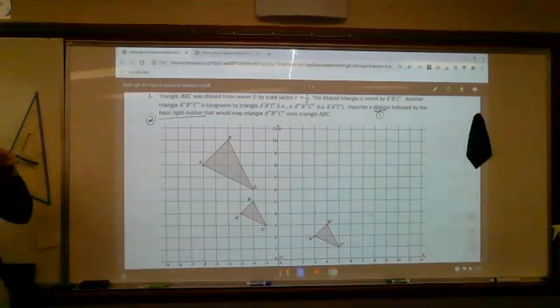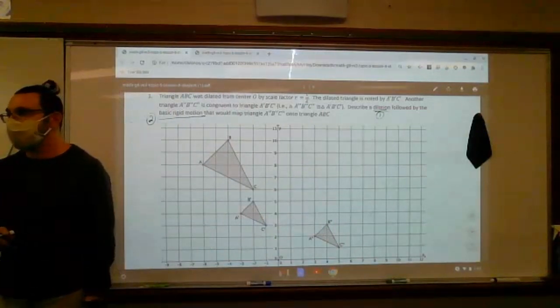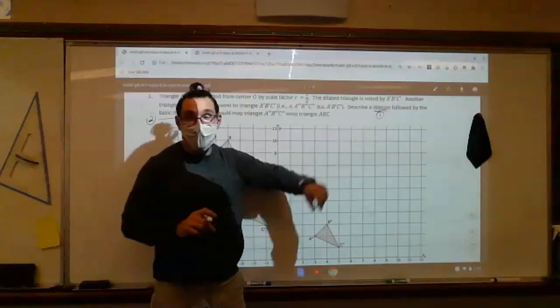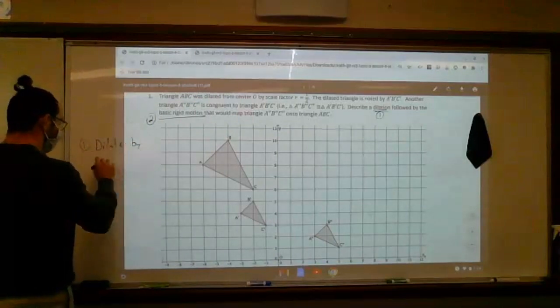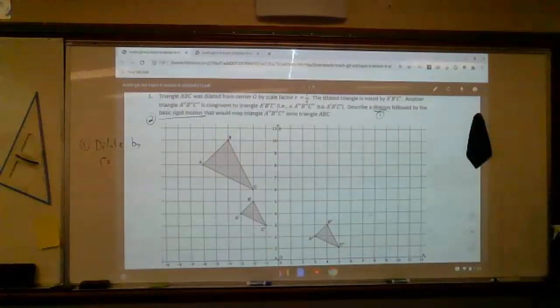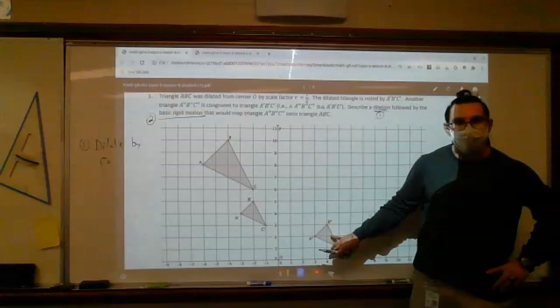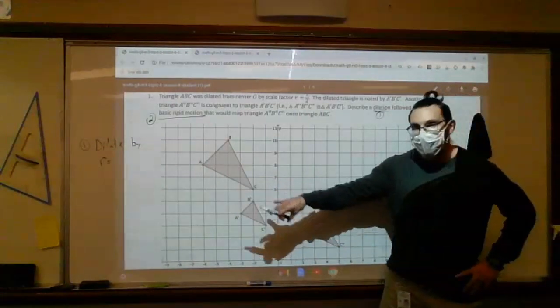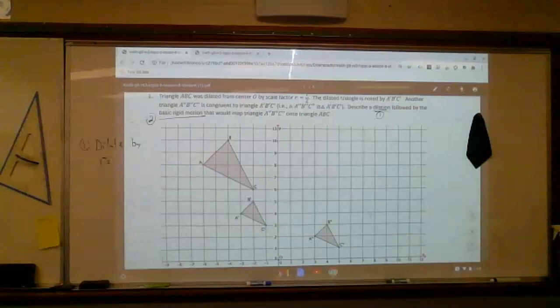Everybody with me? So we're trying to get from this double prime back to this guy. Except we need to dilate first. So it tells me, describe a dilation. Okay. Step 1, dilate by R equals. Here's my double prime. If I want to get back to the original, am I going to make it bigger or smaller? Bigger. We're going in reverse order. The original was dilate by 1/2. So what do we have to dilate by to get it to be bigger? By 2.